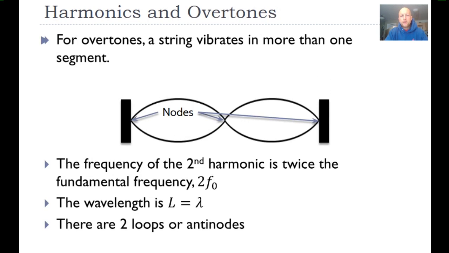For overtones, a string vibrates in more than one segment. So this is the one that I was describing in words before. Now we have a picture in front of us. We have 3 nodes: one on either end, and one in the middle here. Again, these are vibrating up and down. In this case, we have 2 loops, or 2 antinodes, and 3 nodes. This is going to be our second harmonic. The frequency of the second harmonic is twice the fundamental frequency.